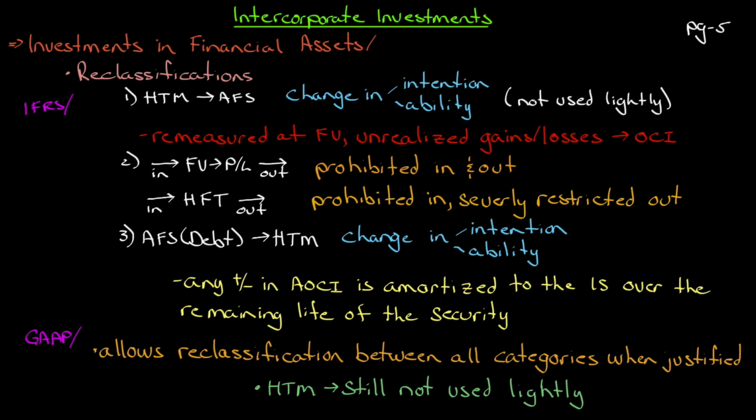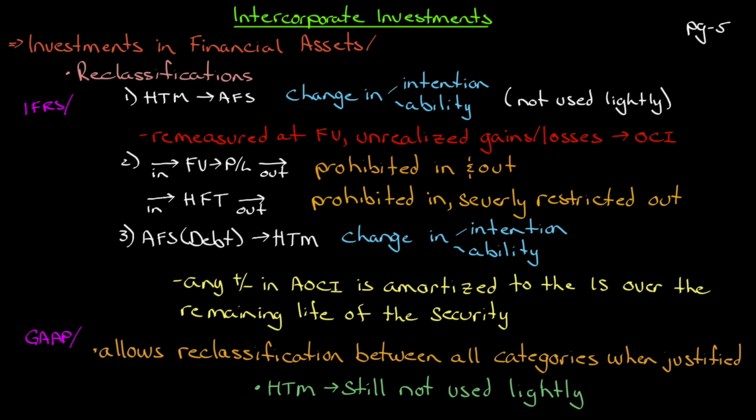So, just to recap for IFRS, if it's held to maturity, reclassifying out of held to maturity is not done lightly. Fair value to P&L, neither in nor out. Held for trading, neither in, and out is severely restricted. Available for sale, this is the only one that really doesn't raise any eyebrows. If you have a debt security in available for sale and you want to reclassify it as held to maturity, okay, you can go ahead if there has been a change in intention and ability. Really, that's the only one.